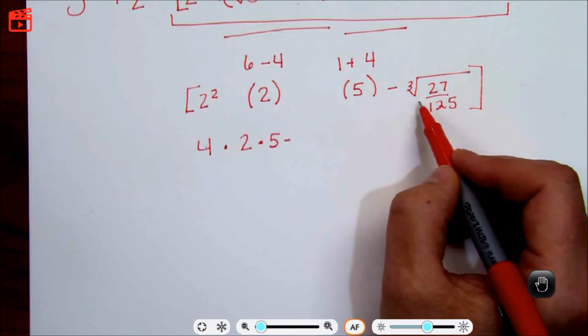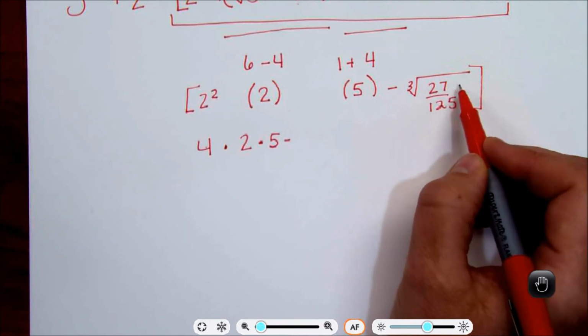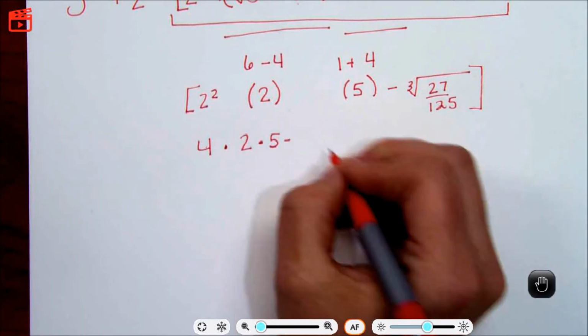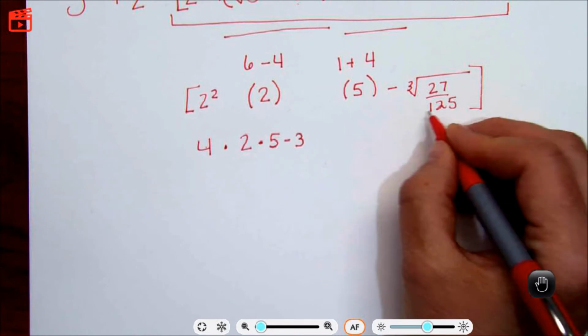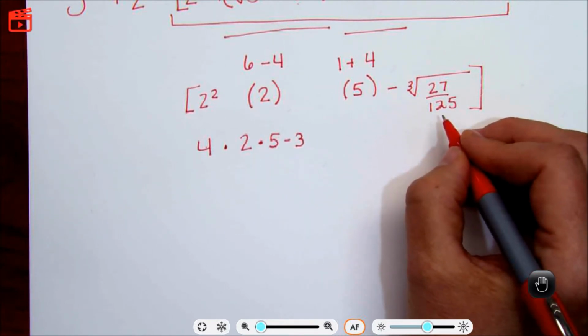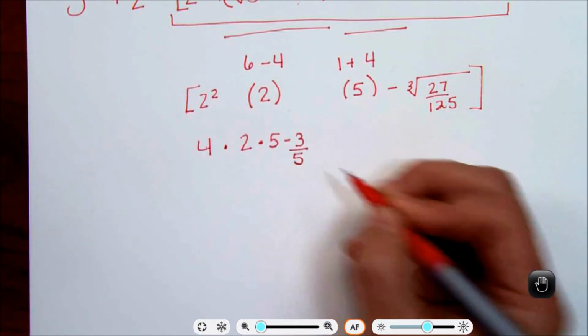So the cube root of 27 would be 3 times 3 equals 9, times 3 is 27. So the cube root of 27 is 3. The cube root of 125: 5 times 5 is 25, times 5 is 125. So here we have 5.